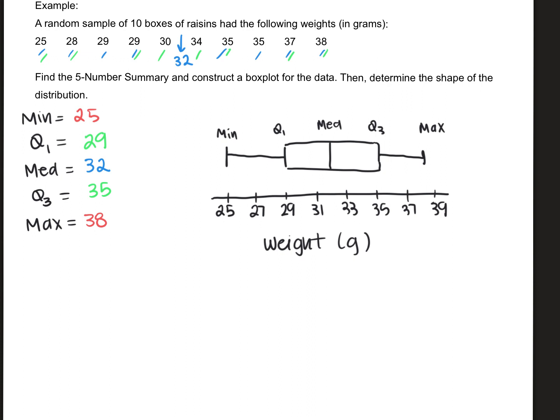So now when I'm looking at my shape, I'm looking at between quartile 1, median, and quartile 3. Is my median in the middle between those two? Is it closer to quartile 1, closer to quartile 3? So 32 is exactly in the middle between my quartiles. It's 3 from each of them. So that tells me that the shape of the distribution is symmetric.